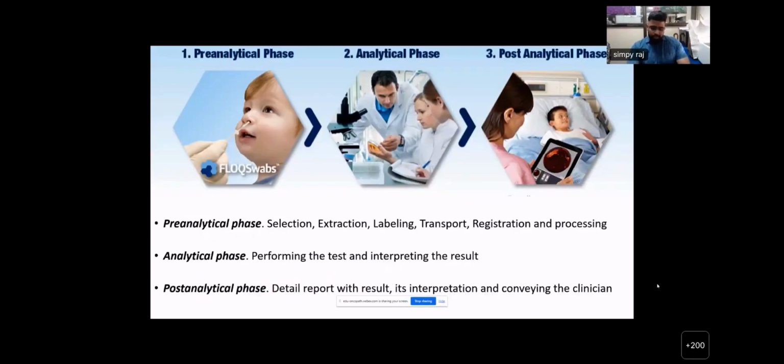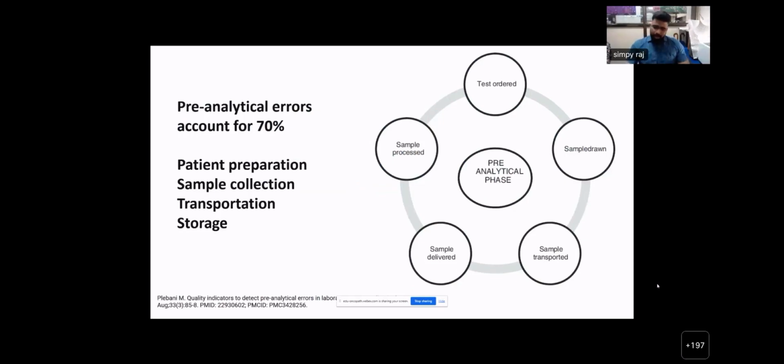The technique is divided into three phases. The pre-analytical phase is where the sample selection, collection, labeling, transport, and processing happen. Next is the analytical phase, where we analyze the reports, and then the post-analytical phase, where the clinicians go forward with our reports. I am showing this as a cycle, where you can see the test is issued first, then the sample drawing, transportation, and then processing.